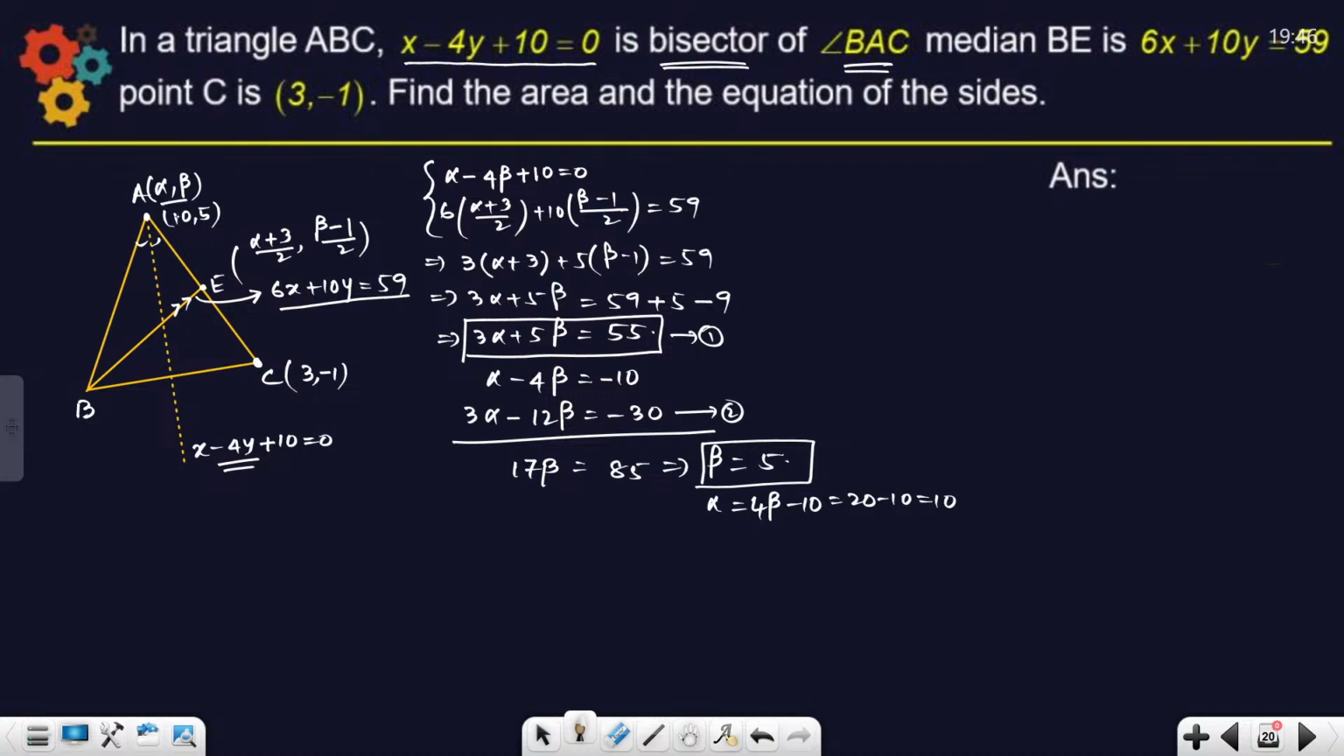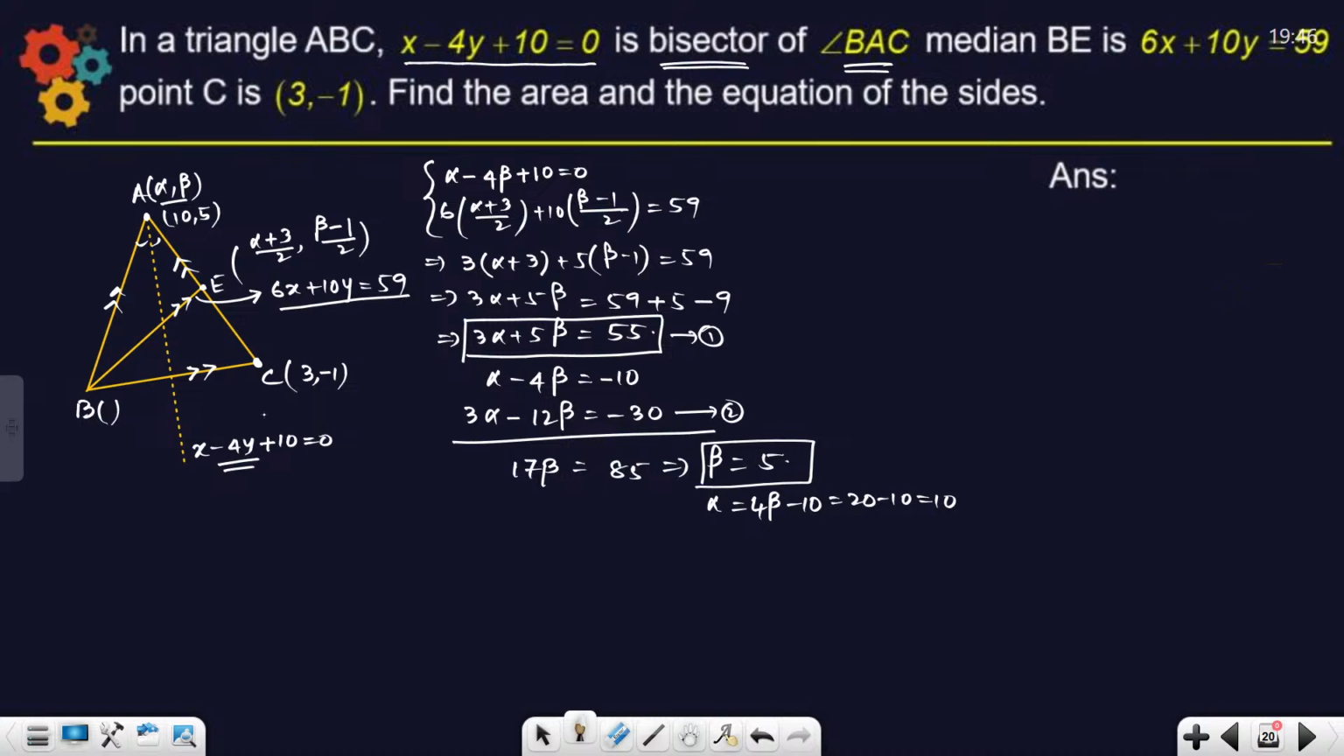Now, the moment you got the point A, you can easily find the equation of AC. Why? Now you know 2 points, A and C, so you can find its equation. Now, somehow I need to find point B. Because the moment I get point B, I can easily find what is my BC and what is my AB. So how to find point B?